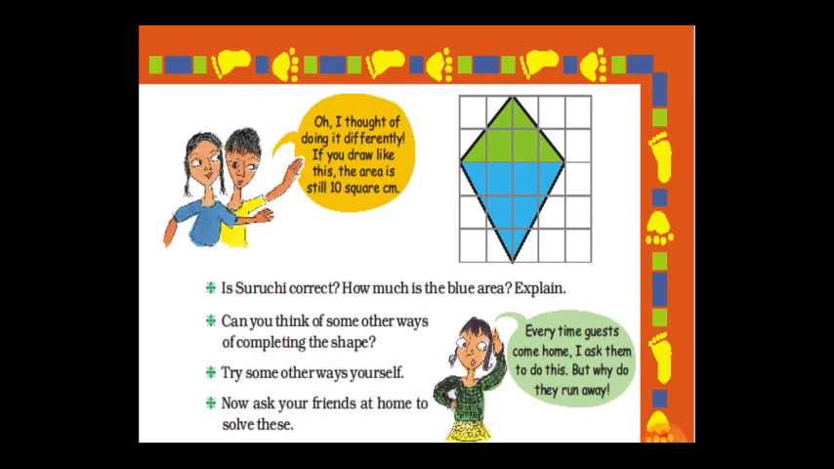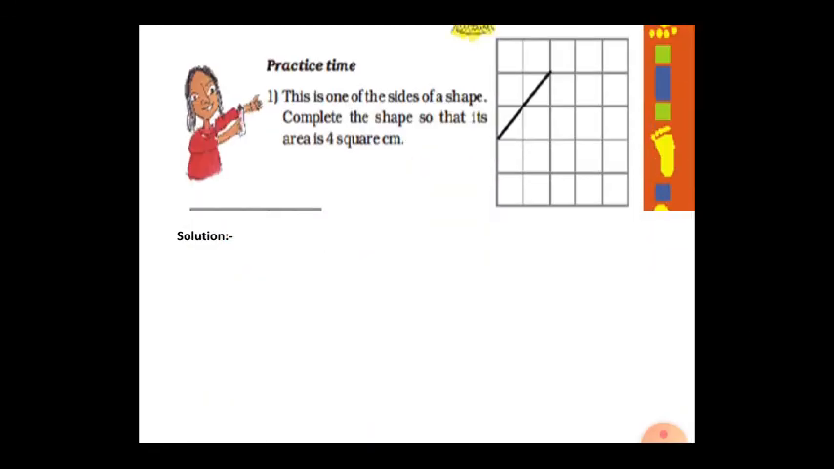Oh, I thought of doing it differently. If you draw like this, the area is still 10 square centimeter. Is Suruchi correct? How much is blue area? Explain. Can you think of some other ways of completing the shape? Try some other ways yourself. Now ask your friend at home to solve this. Every time guests come home, I ask them to do this. But why do they run away?